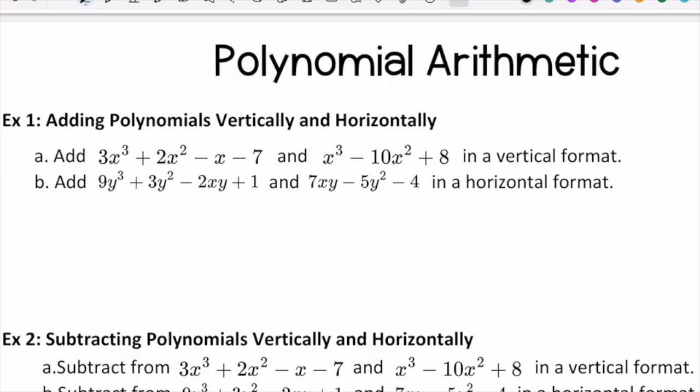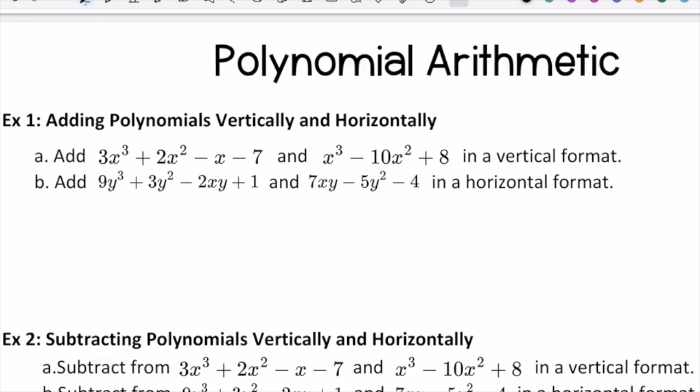So we're going to look at the first question. And it says that we want to add 3x cubed plus 2x squared minus x minus 7 and x cubed minus 10x squared plus 8. Now this one says vertical format. So vertical format just means that you stack everything in the correct order and what is like terms.